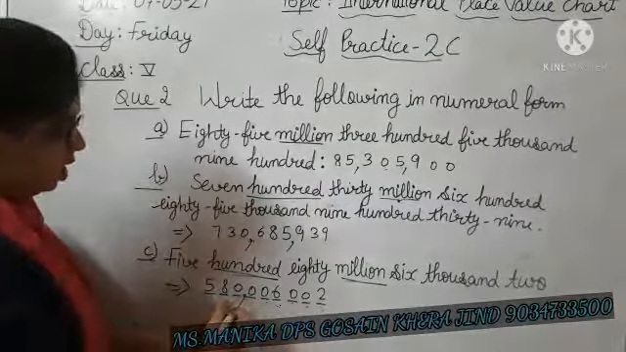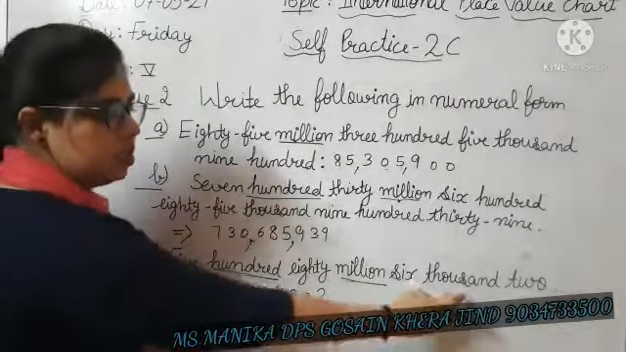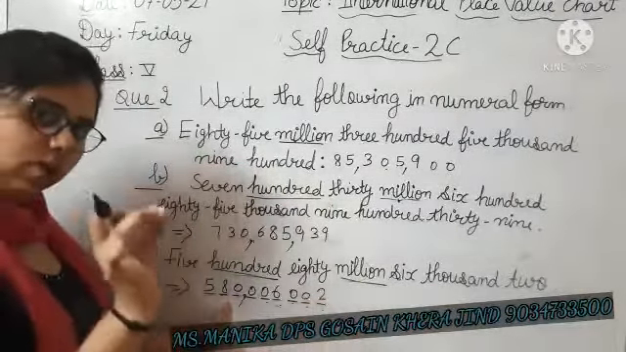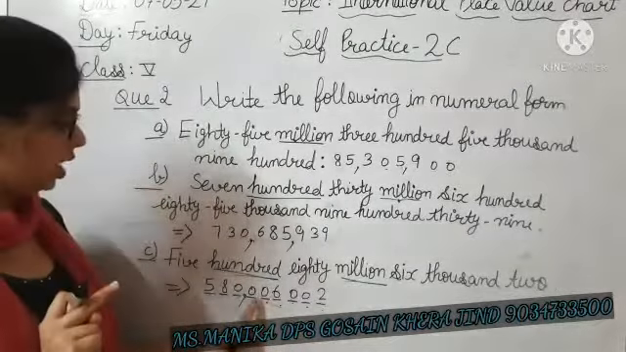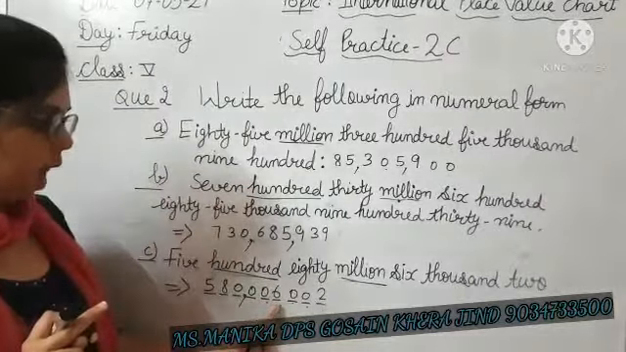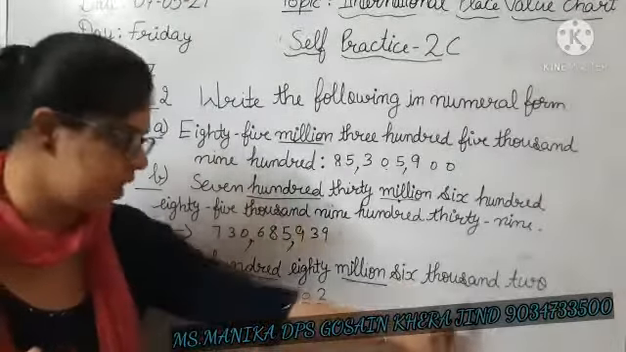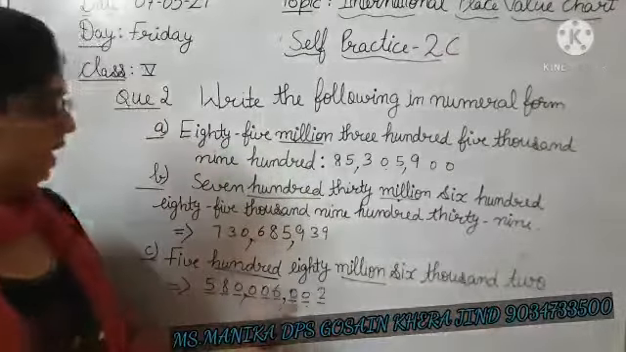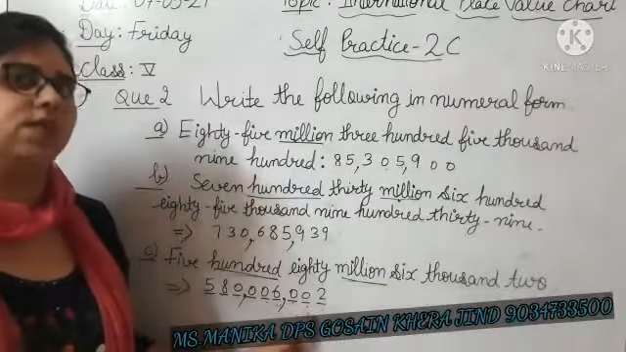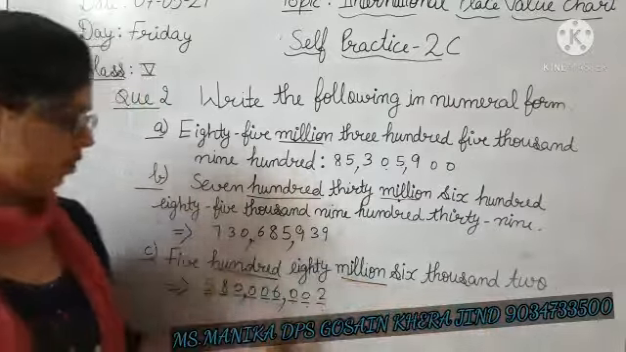80,000,080. Then, insert a comma. After that, 6,000. Simply, 6,000 means at 100,000 and at 10,000 there will be 0. At simple 1000 place there will be 6,000. Then insert a comma. After that, 6,002 means at 100 place and at 10th place there will be 0. And at 1st place there will be 2.